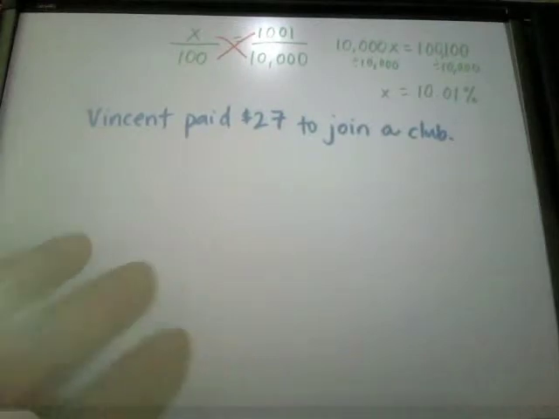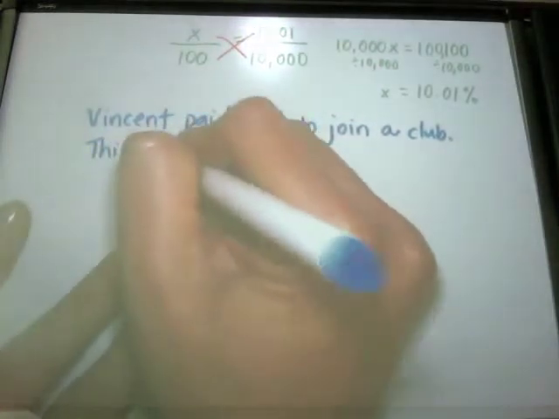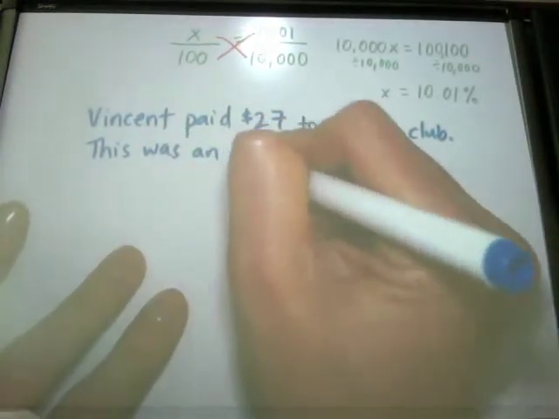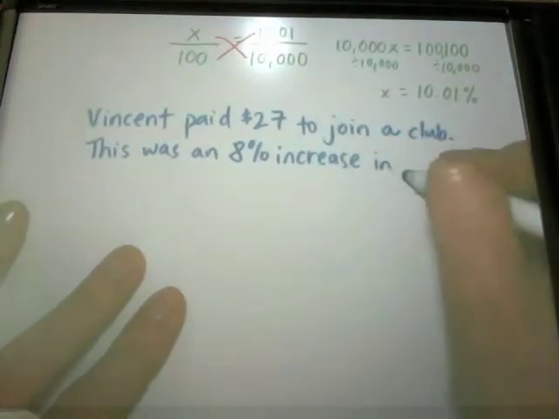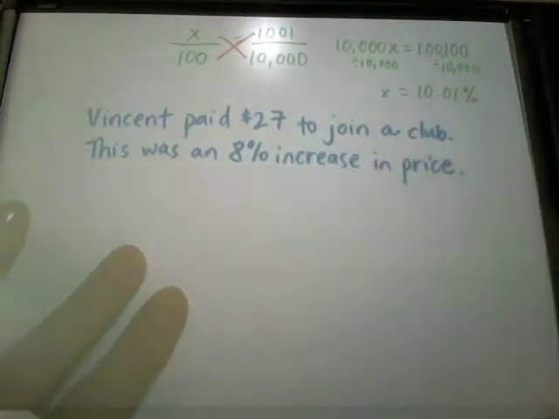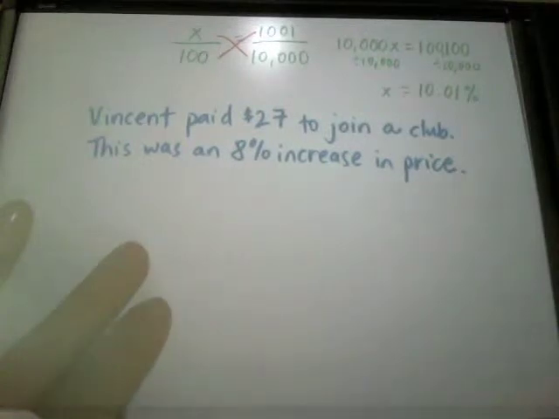Okay, Vincent paid $27 to join a club. We'll say it's the Boys and Girls Club. This was an 8% increase in price. Now, I'm leaving out some of the words just so you don't have to write so much. So let's say last year he joined and it was cheaper. This year he joins and it's $27, and that's an 8% increase from the previous year. Okay, an 8% increase from last year.